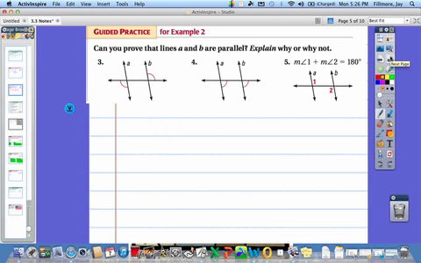So can we prove that these lines are parallel? For number 3, we see here that both of these angles have one curve in them. That means they're congruent to each other. And these happen to be alternate exteriors. So yes, because of our alternate exterior converse theorem, which says that if alternate exterior angles are congruent, then we can conclude these lines are parallel.